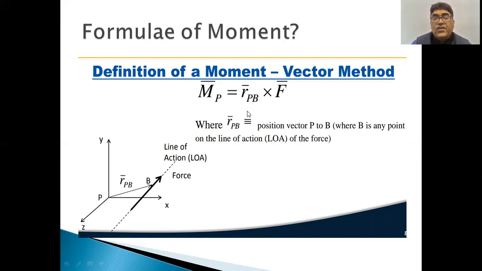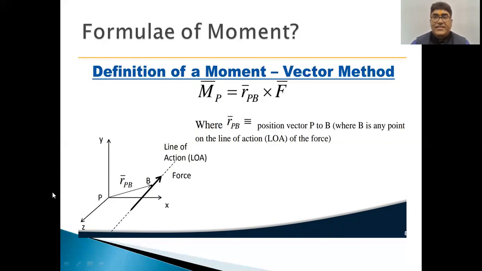This is the line of action of the force, given in the diagram below. Take any point B, not necessarily perpendicular. The line PB is not perpendicular. B is any point on the line of action of this force, and when the point B is selected, then the R vector will be the distance vector, the displacement vector from point P to point B. That is R vector PB.